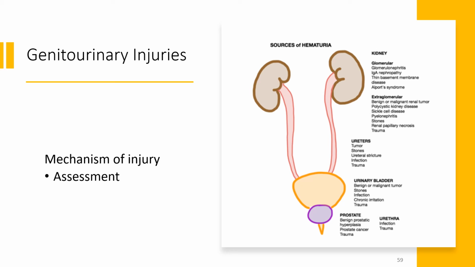So sometimes I can't do just a Foley, may have to do a suprapubic catheter. And if there is damage to the kidneys themselves, then the definitive treatment for that would be to surgically repair those.